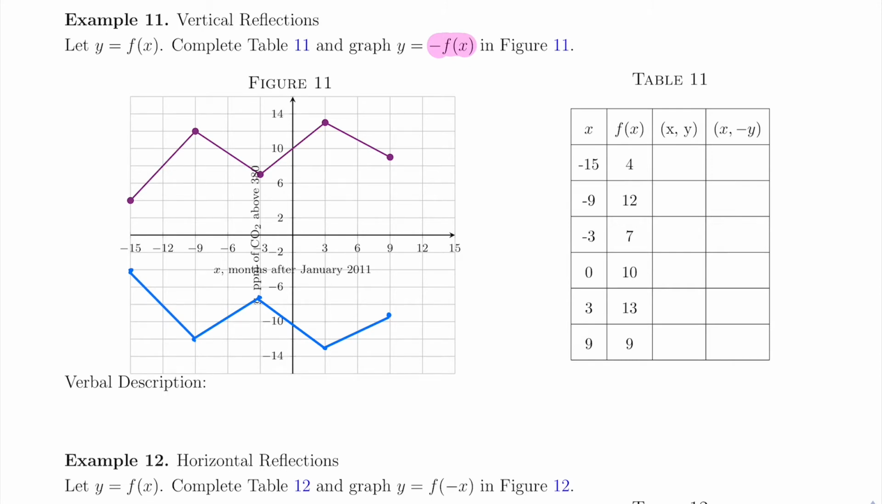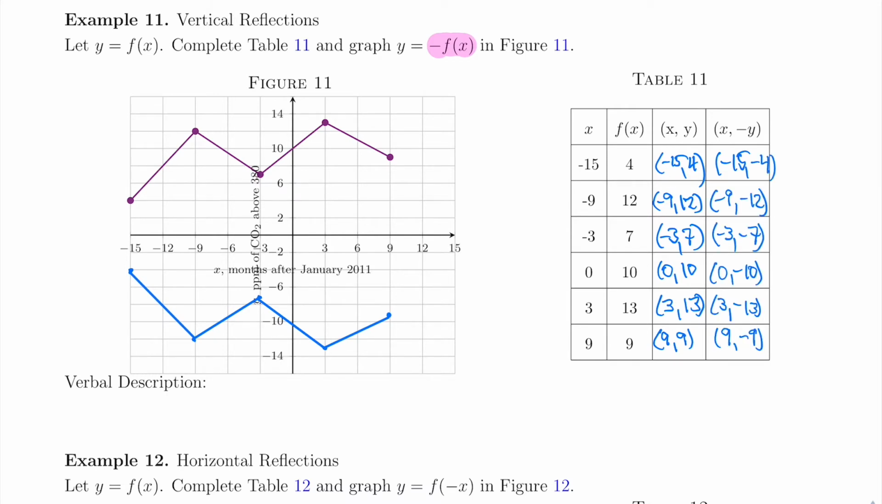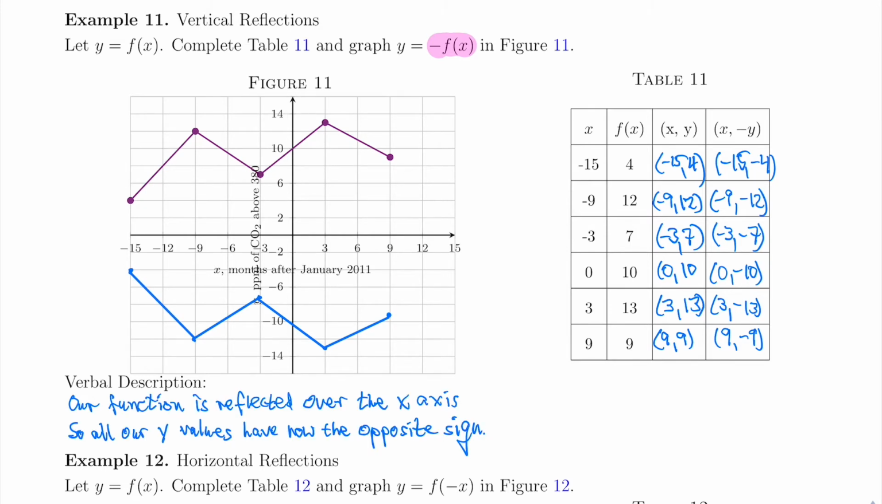Now again, we verify that by filling in our table, and we start by making our points, and now we make all our y values the opposite sign of what it has, so in our case negative. And so yes, just like I had first shown it visually, our points are exactly the same way when we first find them algebraically and then plot them. So our function again is reflected over the x-axis, and therefore all our y values have now the opposite sign.